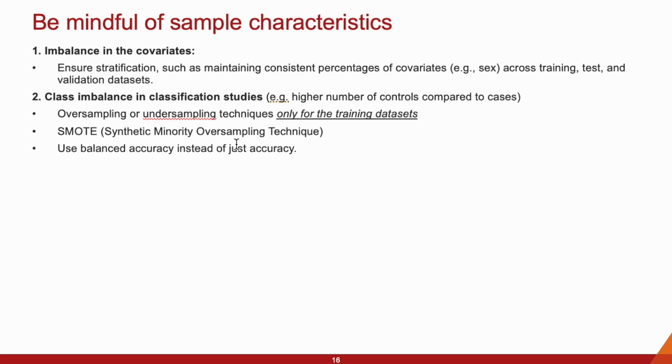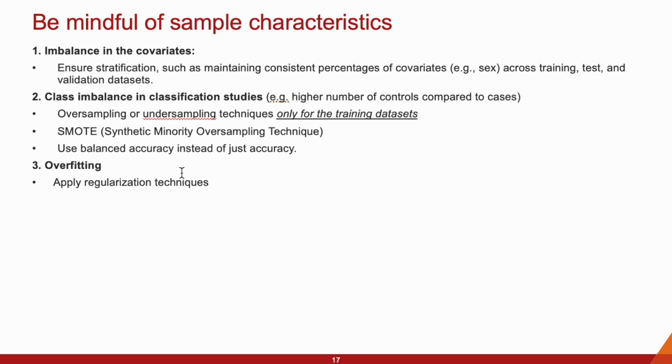in classification studies. Another thing we need to be careful about is to use balanced accuracy instead of the accuracy metric, because balanced accuracy accounts for class imbalance by considering both sensitivity and specificity rather than only relying on simple accuracy, which might be misleading.